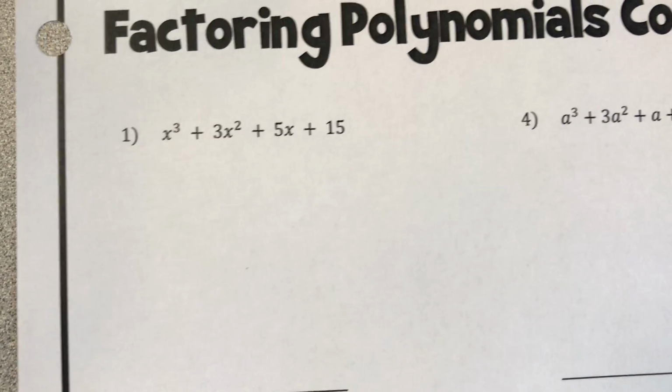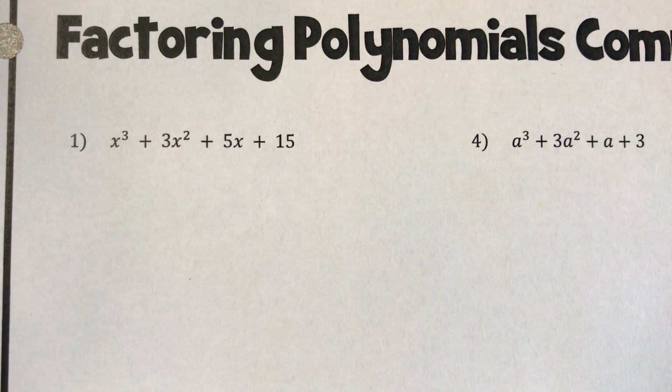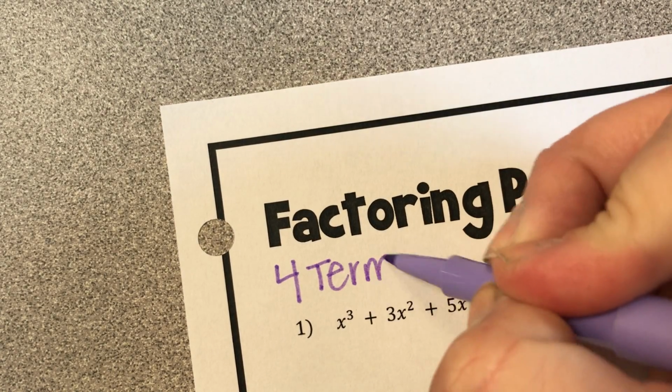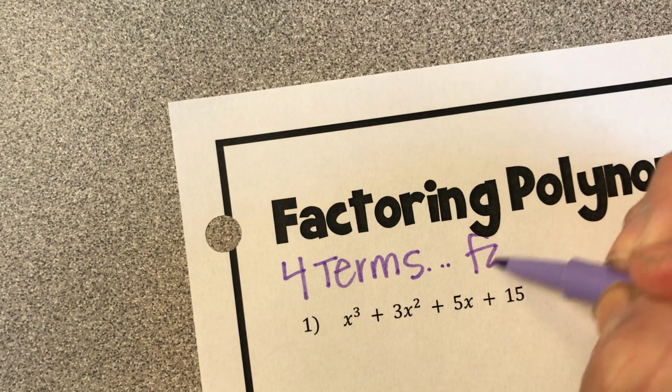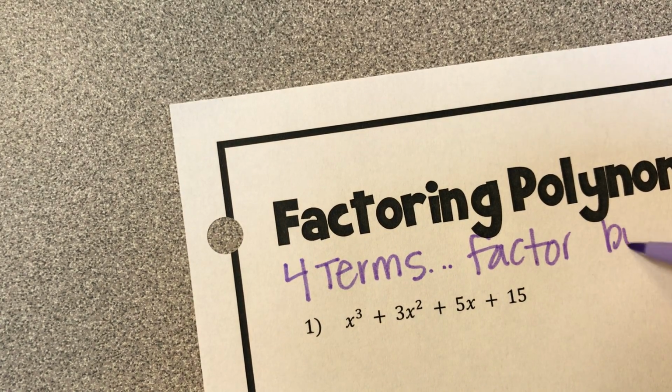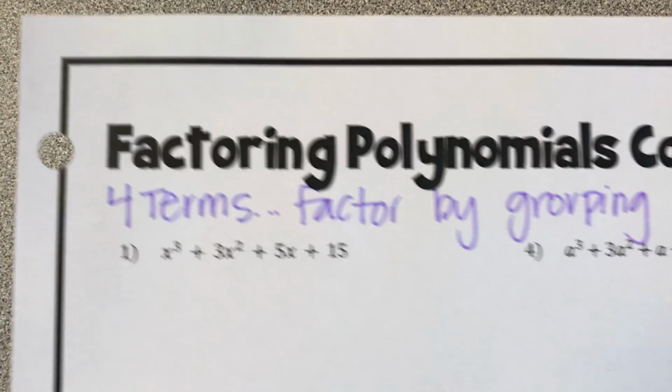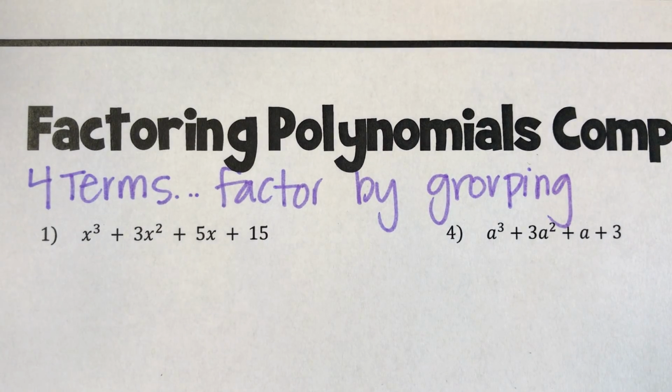So today's lesson is about factoring polynomials completely, and what we do is called factor by grouping when there's 4 terms. So 4 terms, I should have written this on your notes, we'll write it. 4 terms, we are going to factor by grouping. Okay, so if you have a 4-term polynomial, we can factor by grouping.